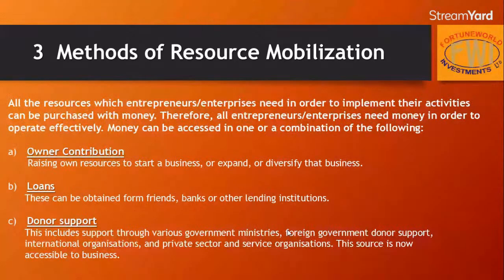Join the chamber. So you get your financing from CDF, and you can get your financing from Prospero. You can get your financing from DFID and many other institutions. So there are 3 ways in which you can mobilize your resources, your financial resources. Number 1, owner contribution. Number 2, loans. Number 3, donor support.